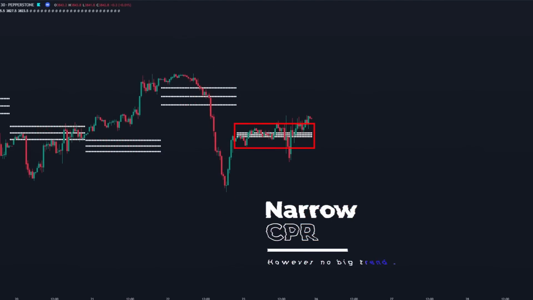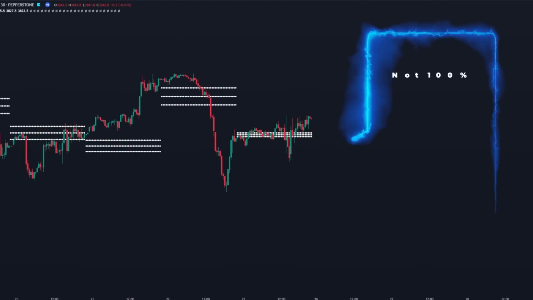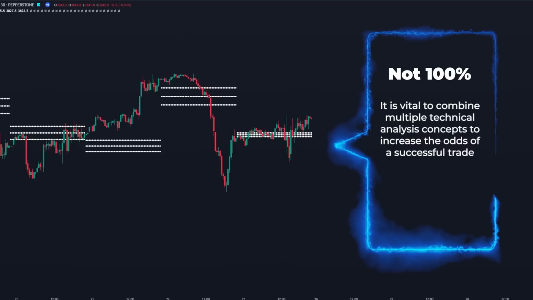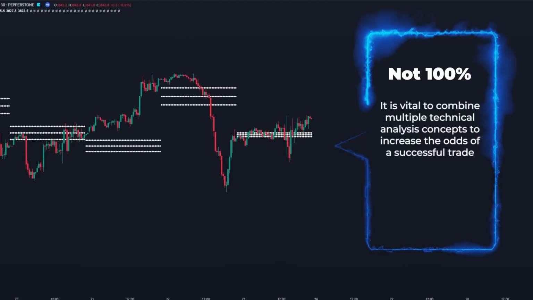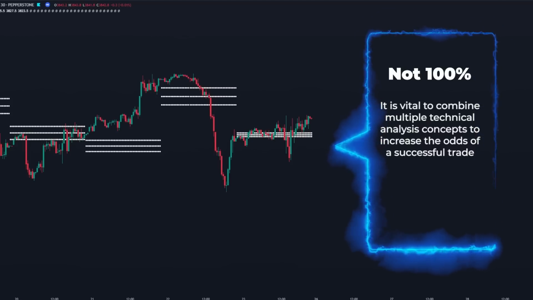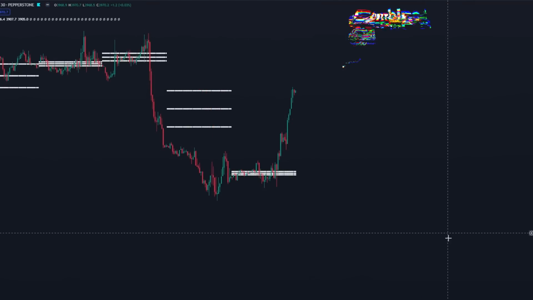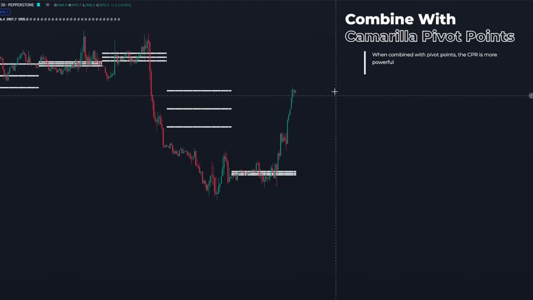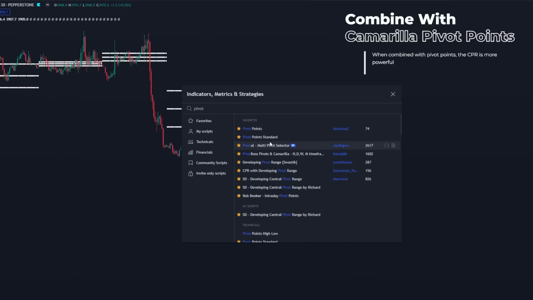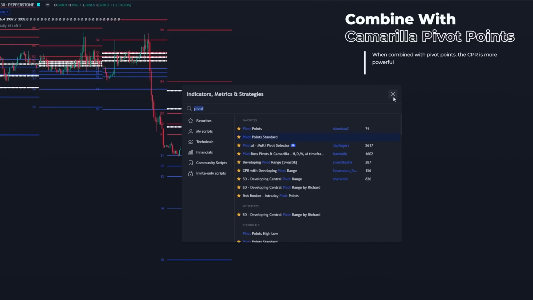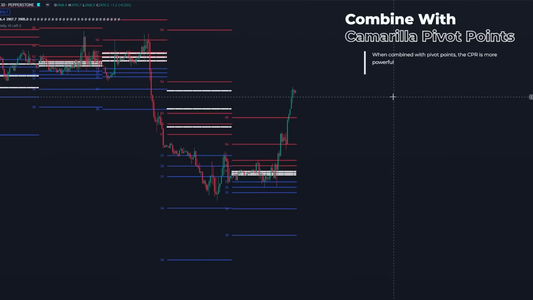It's essential to remember that the CPR indicator, like all indicators, is not infallible. Therefore, it's recommended to supplement it with other technical analysis concepts to increase the chances of successful trades. One such useful indicator is to use it in tandem with the pivot points indicator. By combining the two, you can gain a more comprehensive understanding of the market. Let's take a look at some examples.